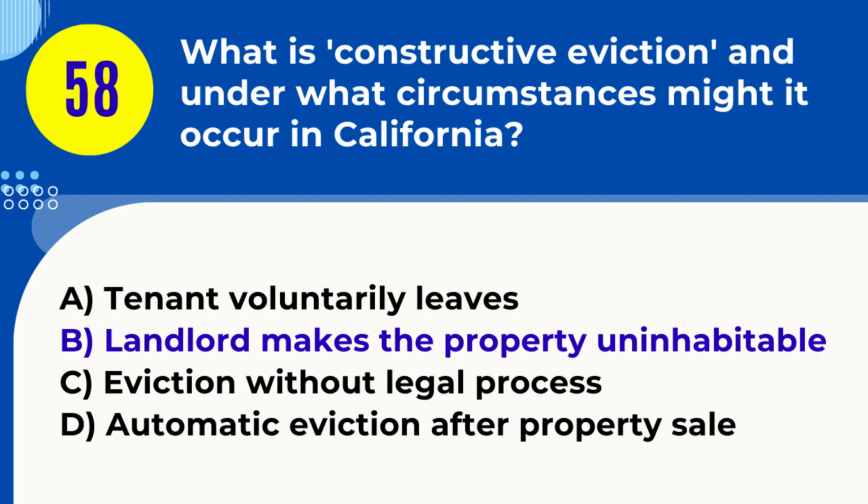Answer. B. Landlord makes the property uninhabitable. Explanation. Constructive eviction in California occurs when a landlord's actions or neglect make a property uninhabitable, effectively forcing the tenant to leave. This can include failing to provide essential services or repairs.